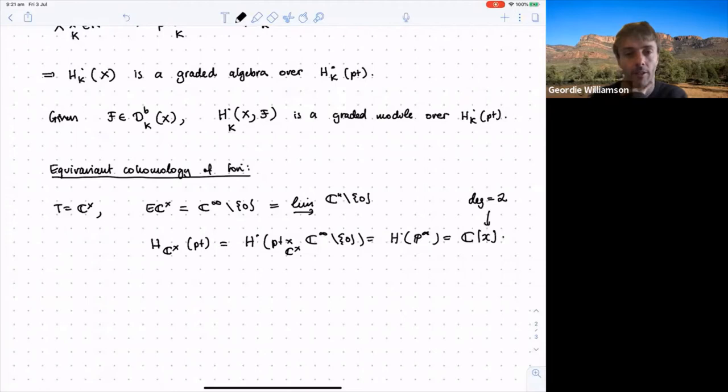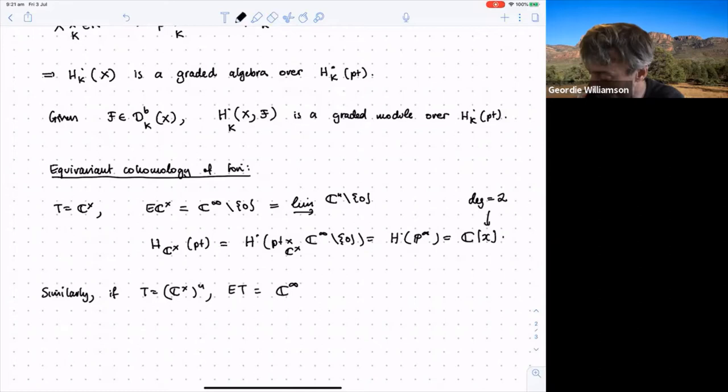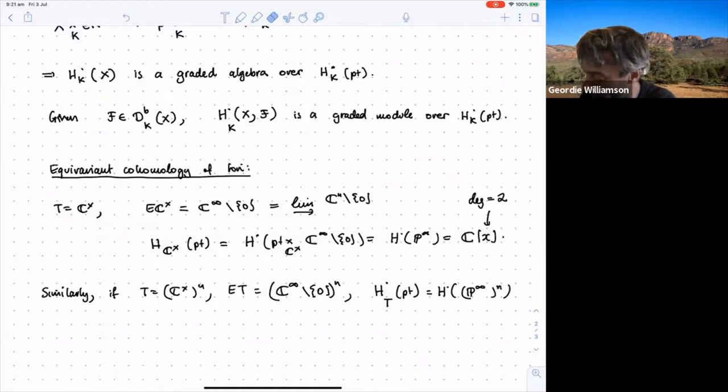And similarly, if T is C star to the N, then we can take ET to be C infinity without zero to the N, and then the T equivariant cohomology of a point is the cohomology of n copies of P infinity, which is a polynomial ring in n variables. But now these variables really correspond to the fact that I've chosen this isomorphism.